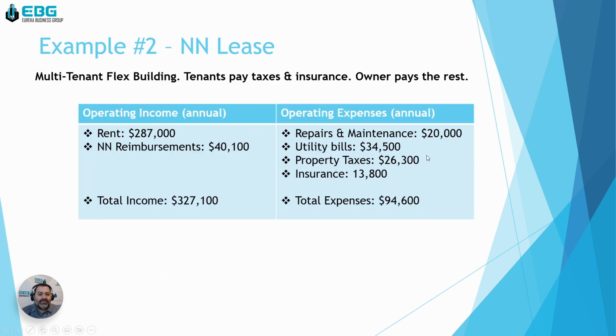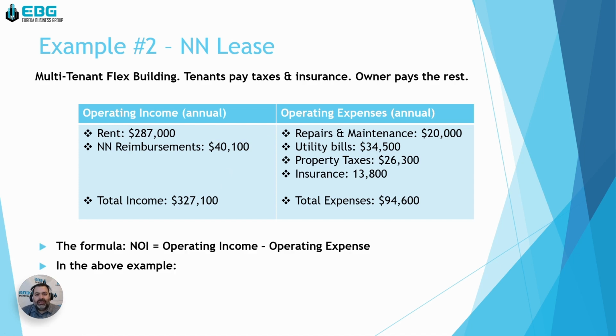We're looking at the expenses. It's the same example from before: $20,000 for repairs and maintenance, utility bills, and so on. But this time on our income side, we're only seeing $40,100 being reimbursed, and that's the total of the property taxes and the insurance, because that's what's in the leases. So my total income is now $327,100, and my NOI in this example is $232,500, which is dramatically lower than what we had before. Not surprising, again, because I'm not getting reimbursed for all of my expenses.